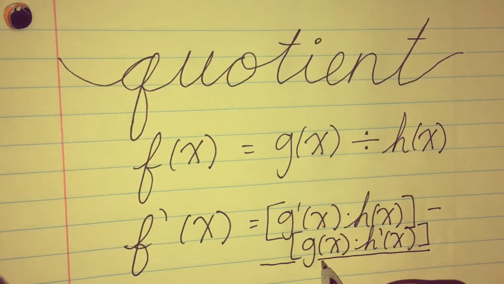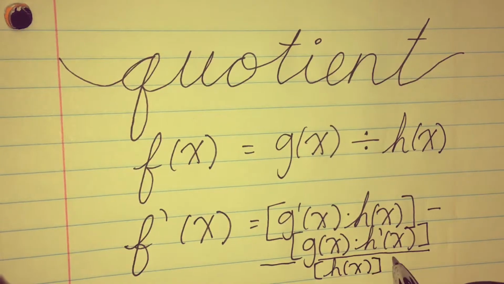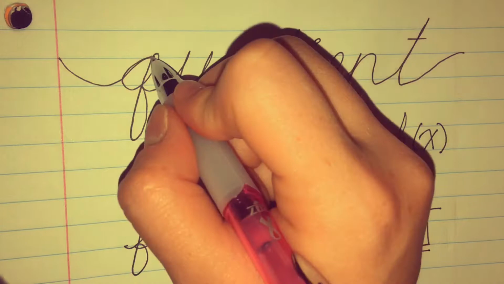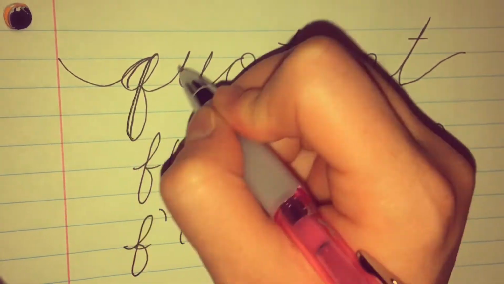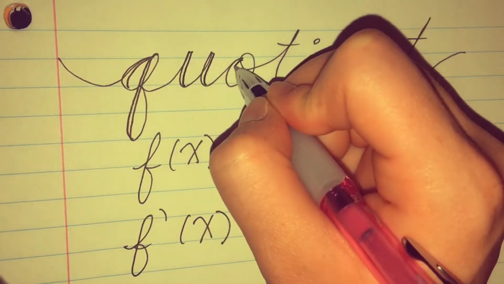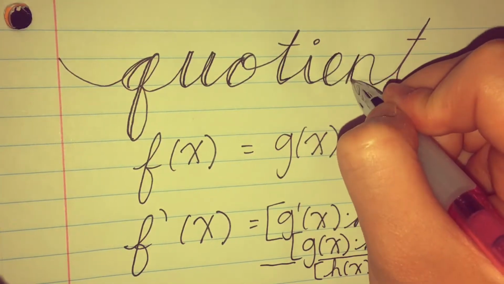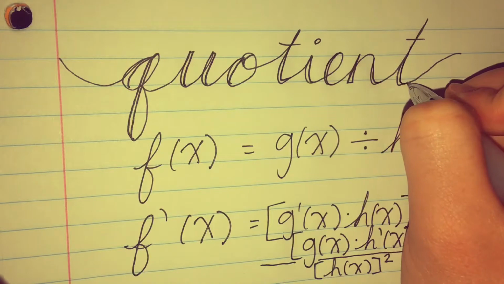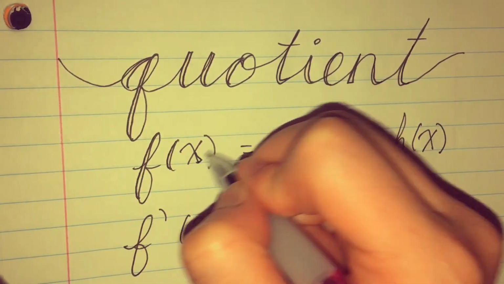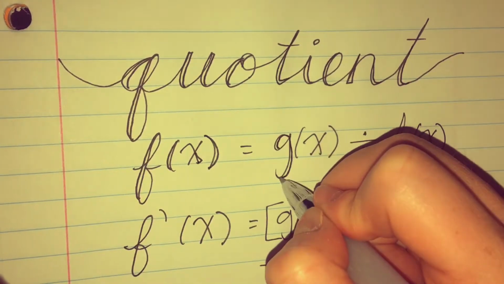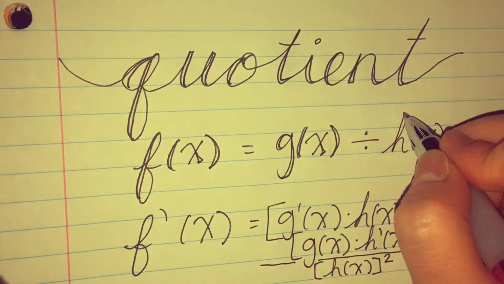This rule is similar to the product rule. The only differences are that the two terms in the numerator are subtracting instead of adding, and the denominator contains h of x squared. Be sure to keep the numerator in the proper order.